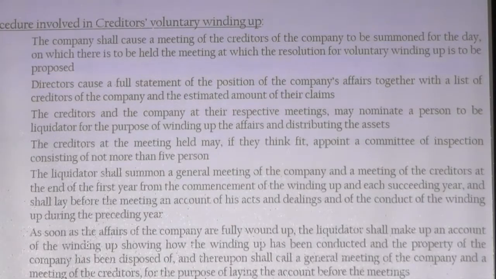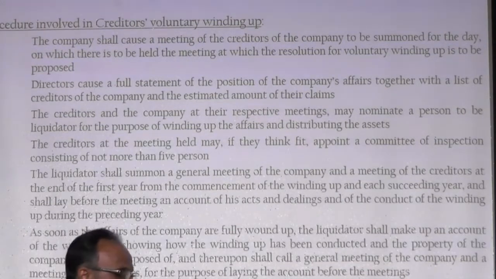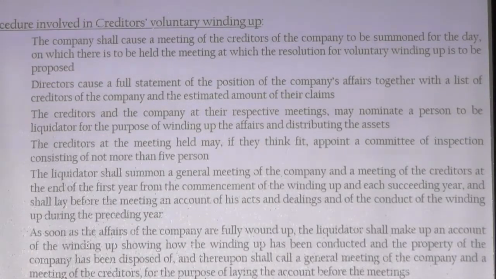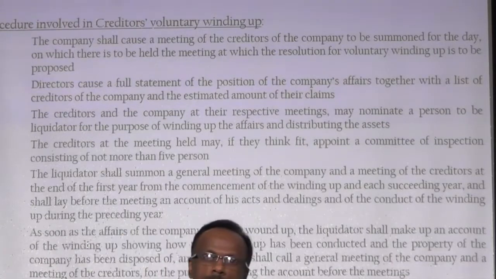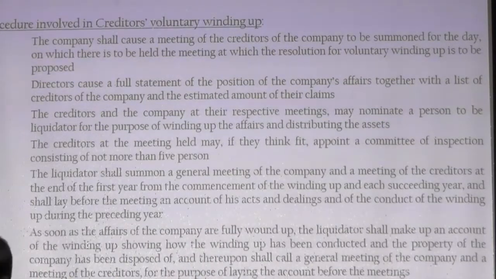The creditors and the company at their respective meetings thereafter may nominate a person to be the liquidator for the purpose of winding up the affairs and distributing the assets. The creditors at the meeting held may, if they think fit, appoint a committee of inspection consisting of not more than 5 persons in addition to the liquidator, so that they could investigate whether the company's affairs have been properly conducted, so that the company has fallen into a situation that it cannot anymore fulfill its duty to settle all the creditors.